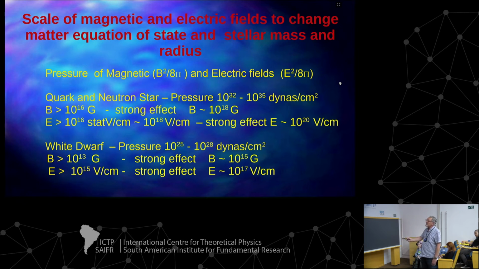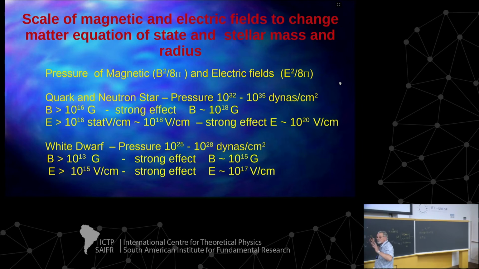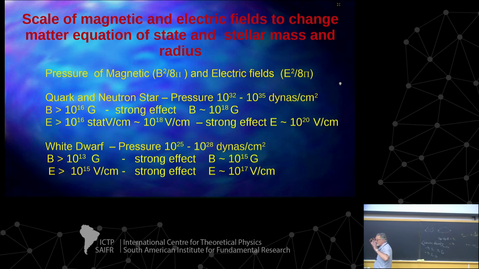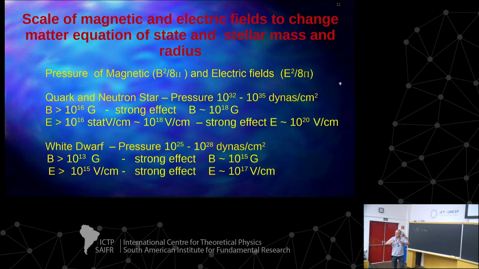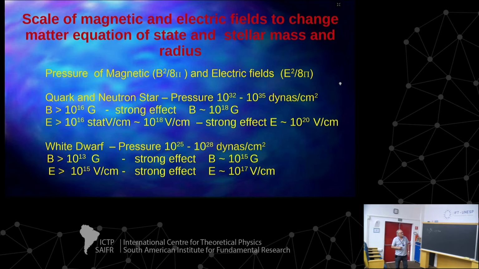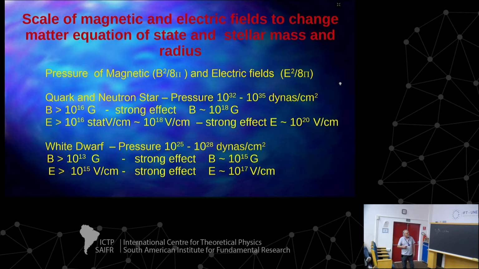For the white dwarf, since the pressure is smaller because you have a larger radius, so you have a smaller gravity, it's the same. So for a white dwarf, 10 to 13 Gauss. If your magnetic field inside a white dwarf is not 10 to 13, no effect of the magnetic field on the structure of the white dwarf. Structure means changing the equation of state, so changing the mass, the contribution from the magnetic field to the mass, to the radius, okay?